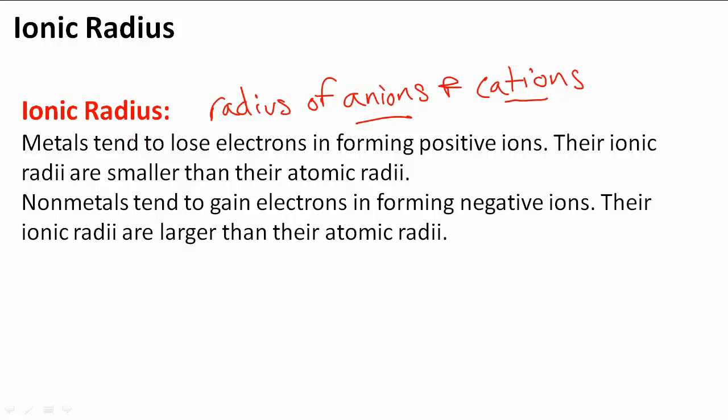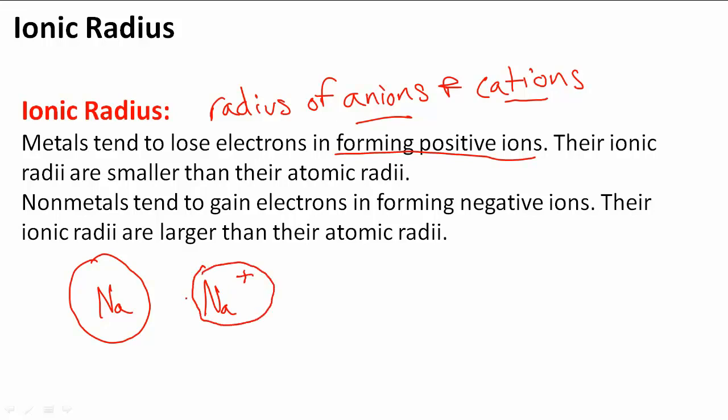So what we notice here is that metals tend to lose electrons, forming positive ions. So their ionic radius is smaller than their atomic radius, because when you lose those electrons, it's easier to pull in the remaining electrons, so those electrons are pulled closer, making the radius smaller. So for a metal, let's say Na, if Na is big, when it becomes Na plus, its radius gets smaller. So it moves from this size to this size when we're talking about its ion.